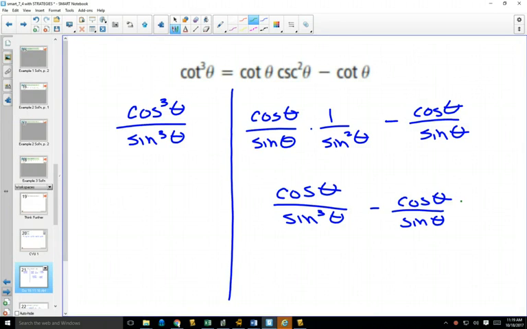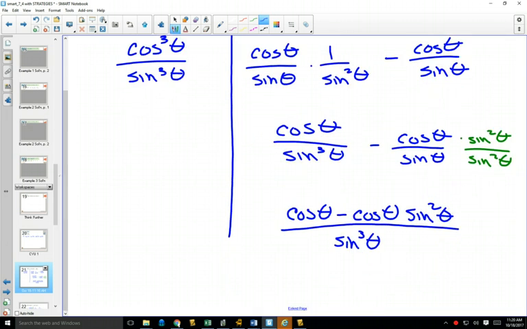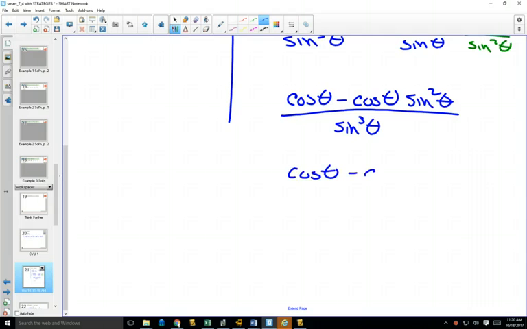You would need to get a common denominator, so you'd multiply the top here by sine squared and sine squared, and you would get cos theta minus cos theta sine squared theta over sine cubed theta. So at this point, we have our denominators the same on both sides, but the numerators are different. This one has cos cubed, this one has cos and sine squared. So if I want to get my numerators the same, and I'm looking at both sides, I would like them to be all in cosine. Is there a way that I could change the sine squared so it's in cosine? Yes, because sine squared is equal to 1 minus cos squared.